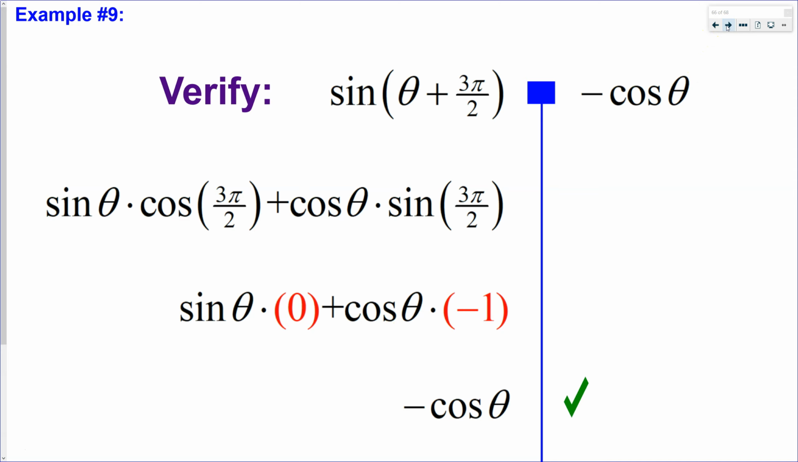which will get us our negative cosine theta. So even though this looks like a very difficult problem, believe it or not, just start writing stuff down, and it will become easier.